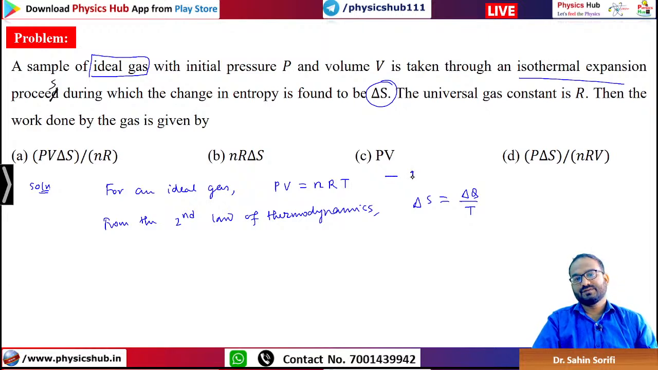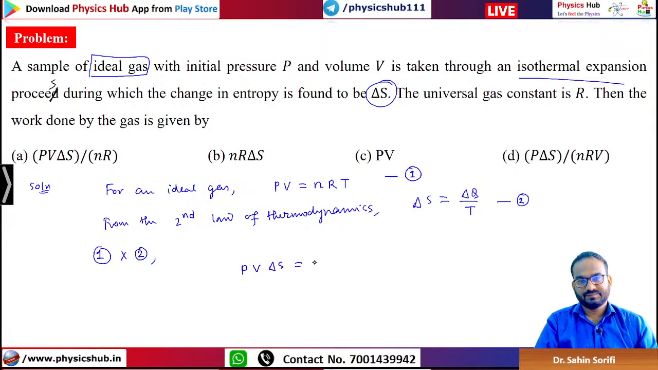Let's say this is equation number 1, this is equation number 2. If you multiply both these equations, 1 into 2, what do you get? PV delta S = nRT times delta Q by T. This T gets cancelled. So from here you get delta Q = PV delta S by nR. What do you have to find out? Work done by the gas.